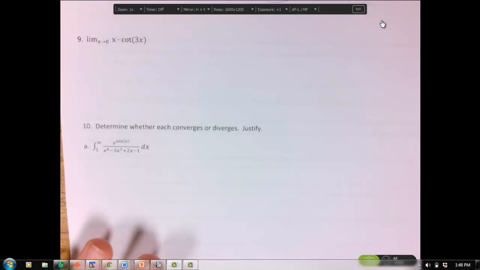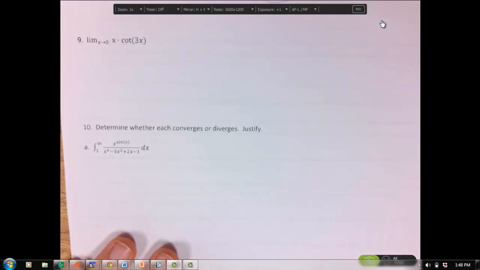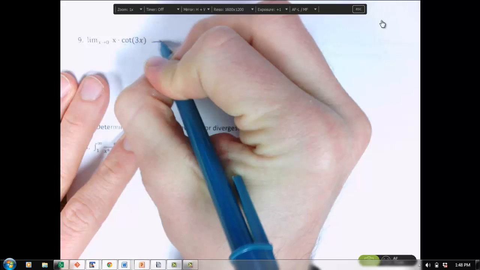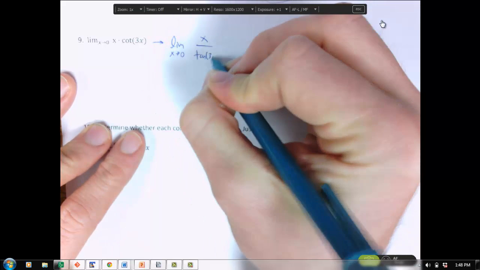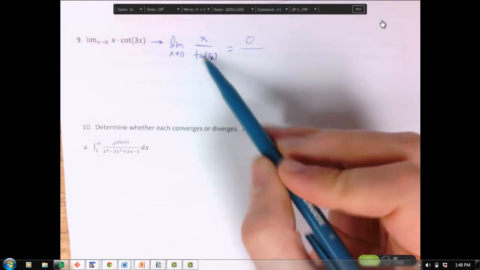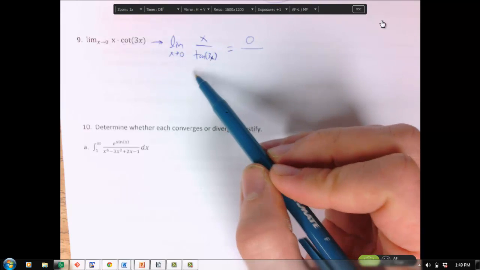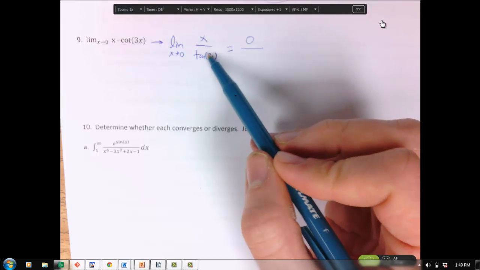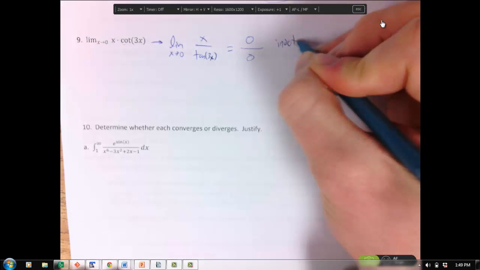This one, again, I thought pretty straightforward once you rewrite this in a way that lets you apply L'Hopital. So there are two ways you could have done this. I think this was the cleanest way. Rewrite this as limit x approaches 0 of x over tangent 3x. This is going to approach 0 over, let's see, so tangent is sine over cosine, and cosine of 0 equals 1, and sine of 0 equals 0, so this must also be over 0. So we've determined that this is an indeterminate form.